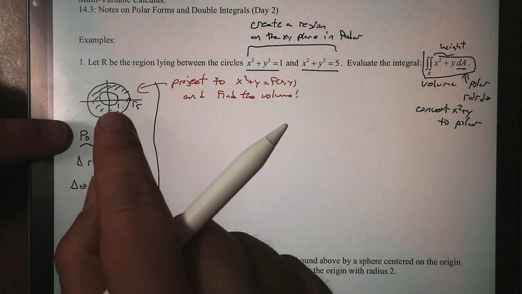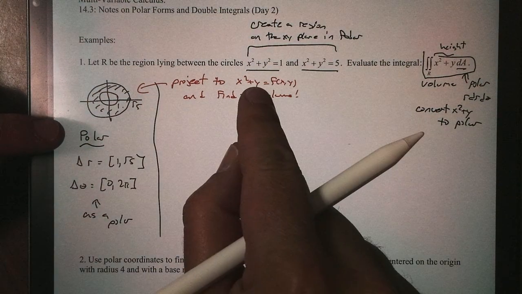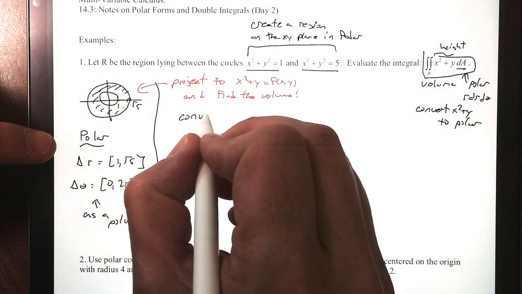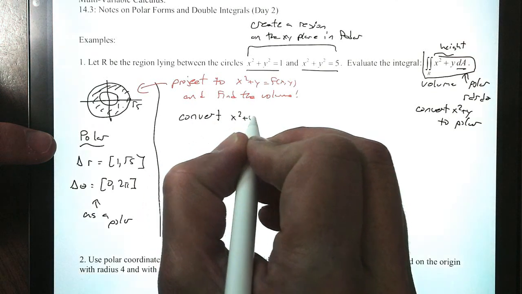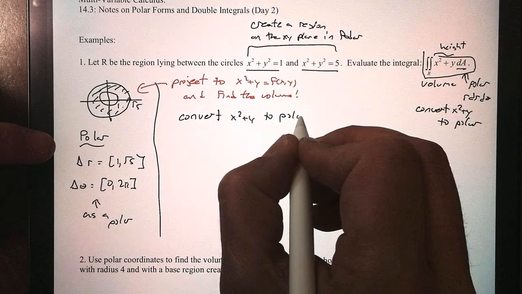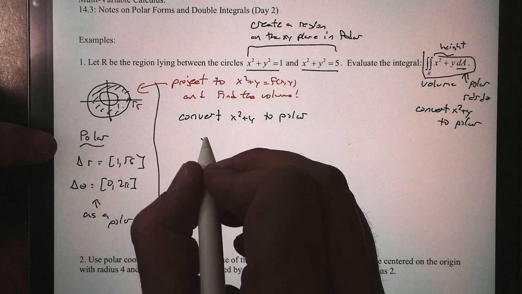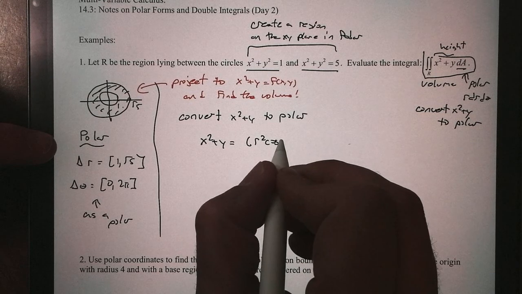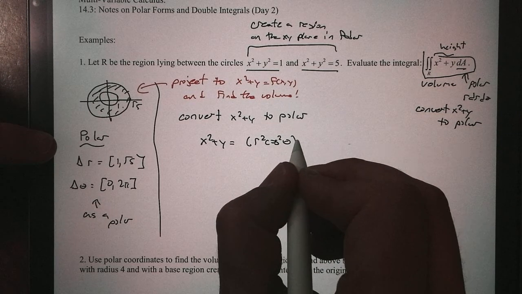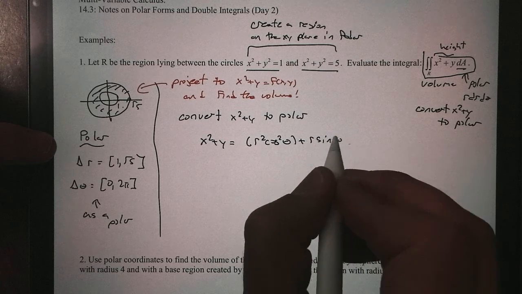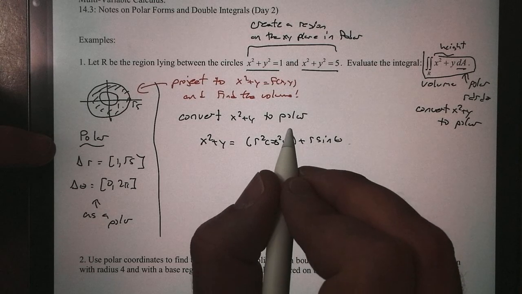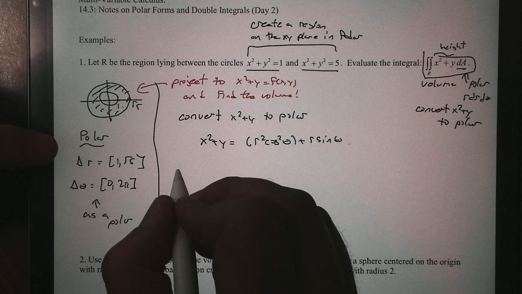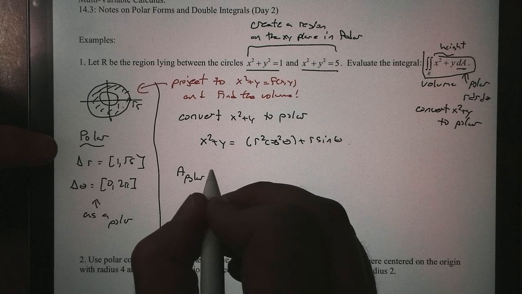But remember, this is in polar. The x squared plus y is not in polar. So the next thing we have to do is convert x squared plus y to polar. We have some rules. So I can go x squared plus y equals, I know x is r cosine theta, so x squared is r squared cosine squared theta, plus y, which is r sine theta. So there's my conversion.